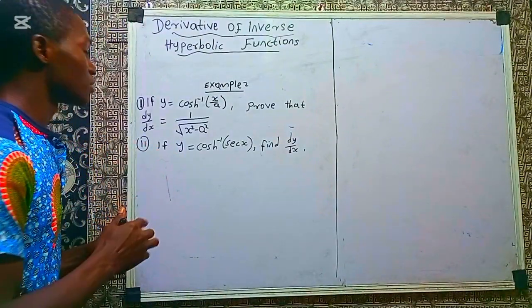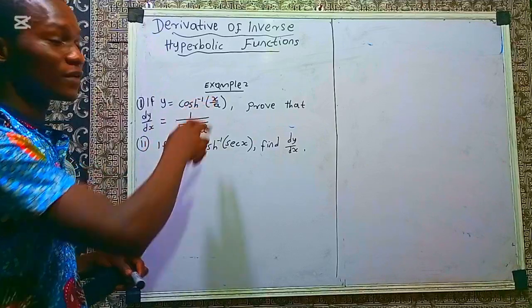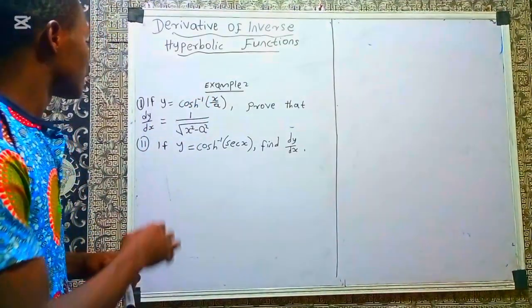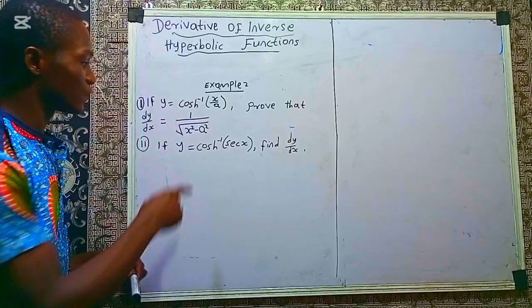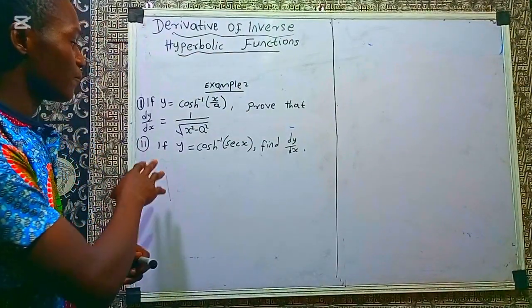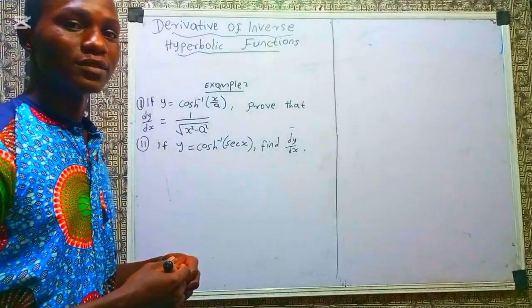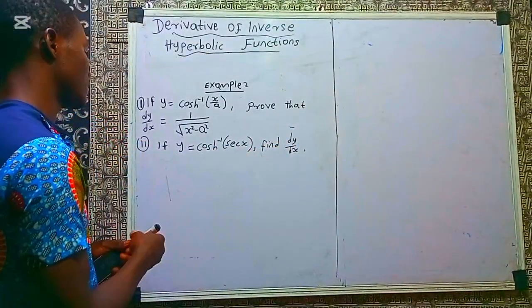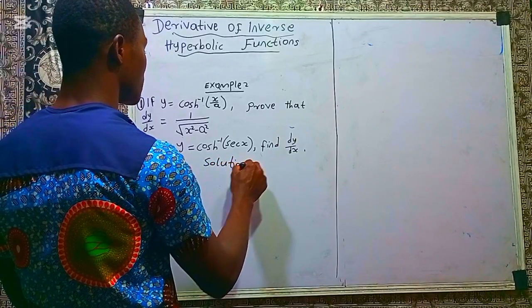In this question, they said if y is equal to hyperbolic cosine inverse of x over a, prove that the derivative of y with respect to x is equal to 1 over the square root of x squared minus a squared. And the second one is if y is equal to hyperbolic cos inverse of sec x, find the derivative of y with respect to x. So let's consider the solution of this question.